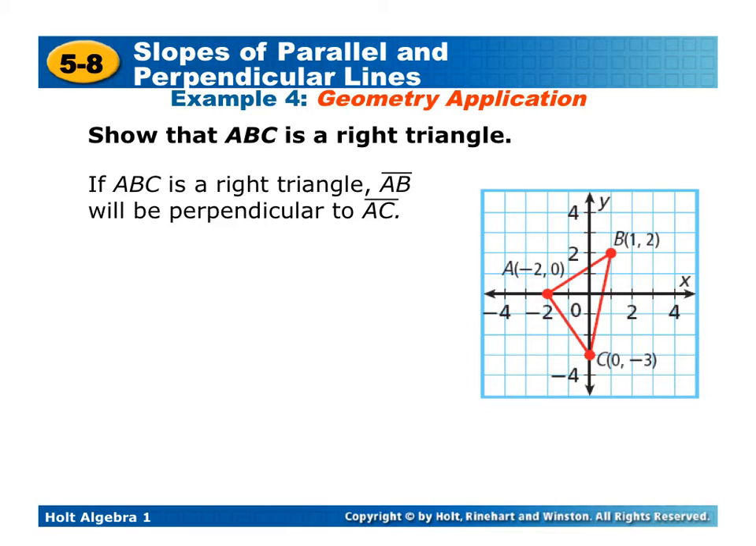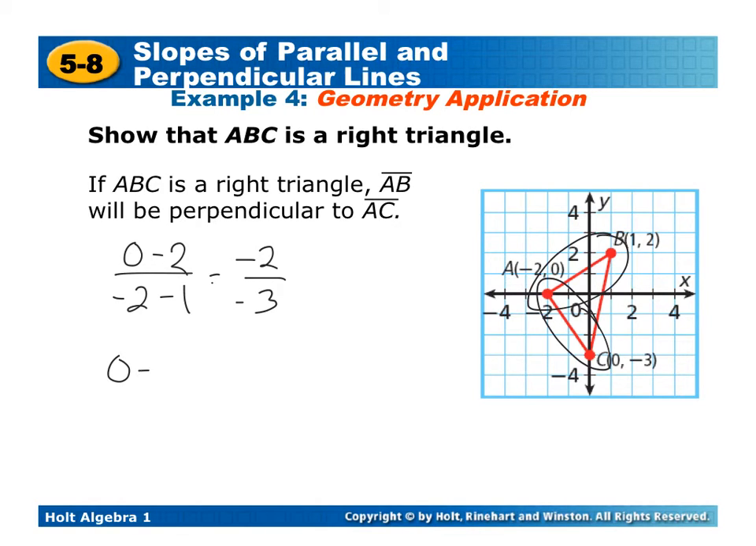So now what I want you to do is pause the video and see if you can prove that this triangle to the right is actually a right triangle by seeing if AB is perpendicular to AC. So since we only need to know the slopes of the lines, what I'm going to do is find the slope between A and B first. So I'm going to have 0 minus 2, and then -2 minus 1, which gives us -2/-3. And then I'm going to do the same thing for our other. So we have 0 minus -3, and then we have -2 minus 0.